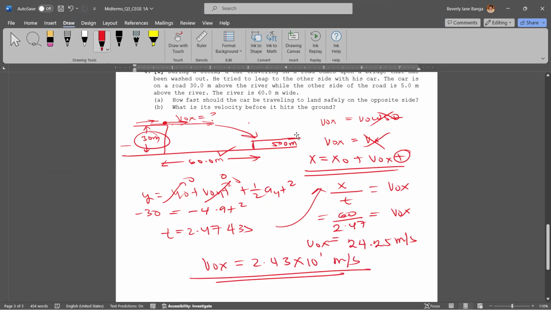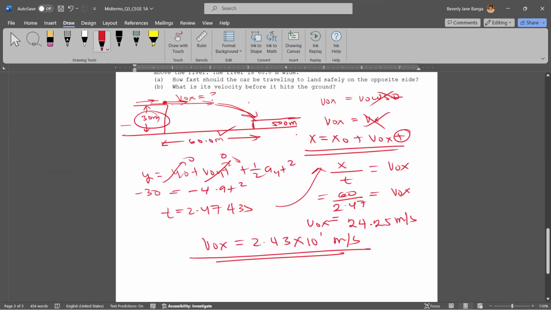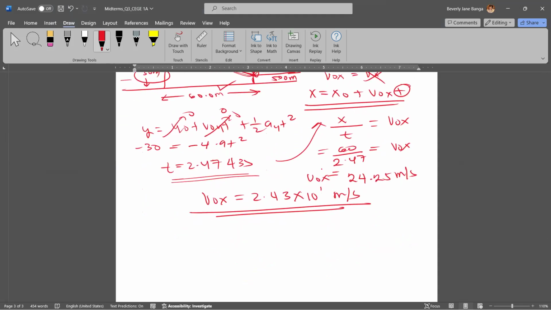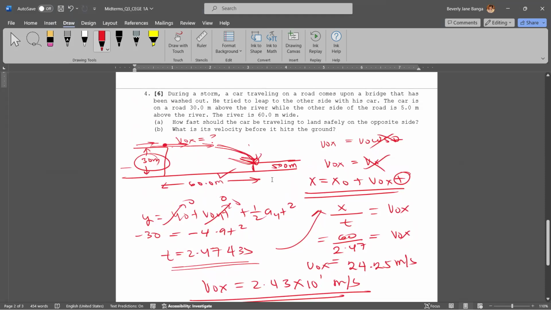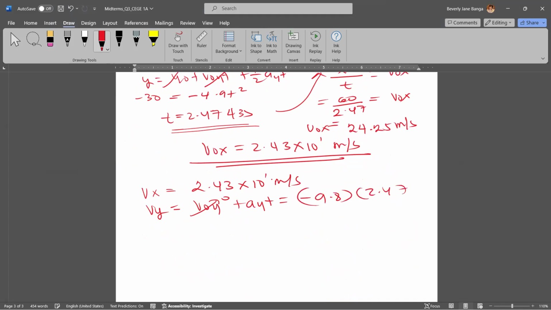Then yung last na question niya is what is the velocity before it hits the ground? So dito class, pag ganyan na siya, pababa na siya. Diba? Alam natin na yung time para ma-hit niya yung ground is 2.47 seconds. So, hanapin natin yung velocity niya. And, hindi na to horizontal kasi pabagsak na siyang ganyan. Meaning to say, we need to find Vx and Vy. Eh, ang Vx mo lang ay 2.43 times 10 meter per second. Ang Vy mo lang ay Voy plus Ayt. Voy is 0. So this is simply negative 9.8 times 2.47.